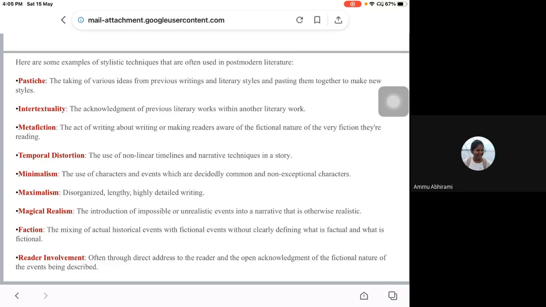I think that has given you some idea on how to go about this paper. Is there something that you want to ask? If there's anything that you want to ask me.